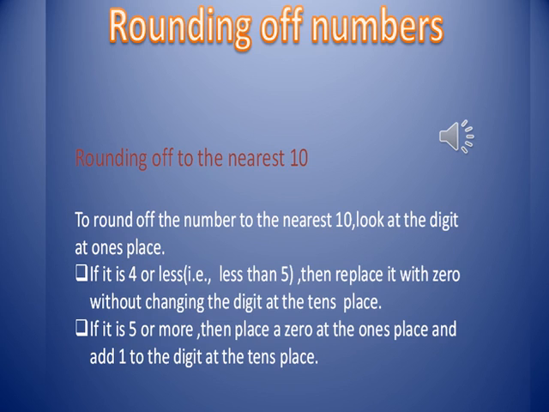Suppose the value in the ones place is 5 or more than 5, then what will we be doing? We will be replacing the ones place with 0 and we will add 1 to the digit at the tens place. Okay children? To understand better, we will do exercise 1.5 first bit.